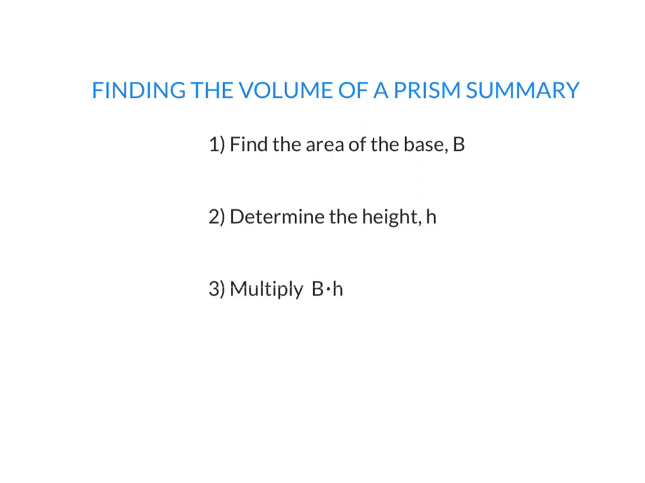So in summary, when you're finding the volume of a prism, you're first going to find the area of the base. Our two examples today were rectangles and squares, so the base came from length times width. The height is how tall your prism is from base to base, and then you're going to take that area of the base and multiply it by the height.